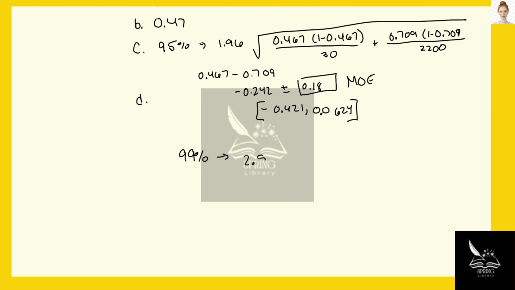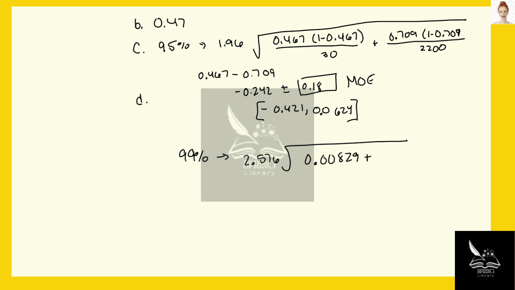Okay. And then it wants to know the 99% confidence interval, and that is going to be a z-score of 2.576, times the square root of C. So I'm going to just break this down. 1 minus 0.467, and then I'm going to multiply that by 0.467, divide that by 30.